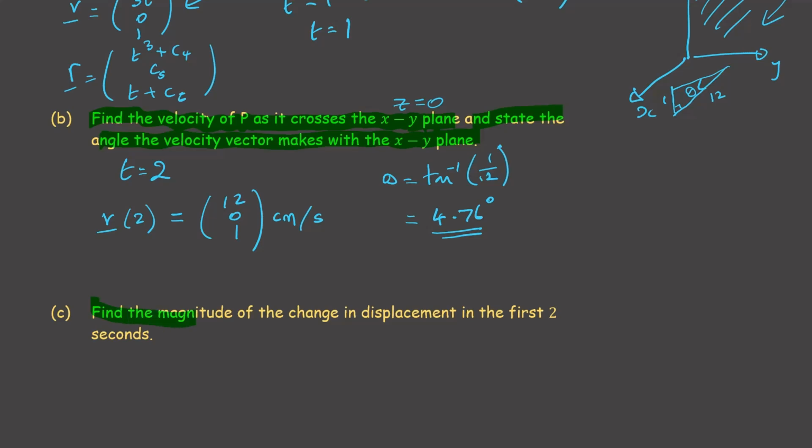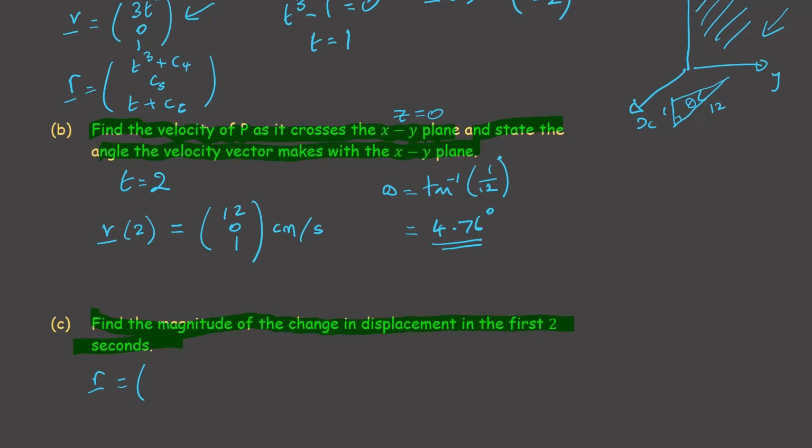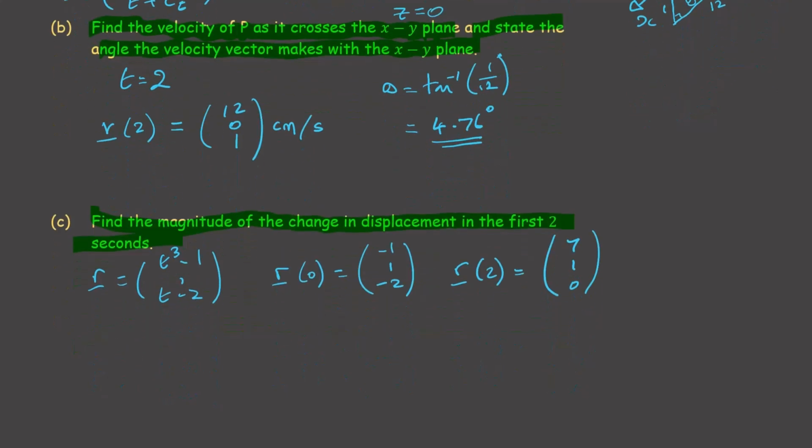We now want to find the magnitude of the change in displacement in the first 2 seconds. Well, we worked out that r was (t cubed minus 1, 1, t minus 2). So r(0), well, we were given that in the question, (-1, 1, -2). r(2) is going to be 8 take away 1 is 7, then 1, and 2 take away 2 is 0.